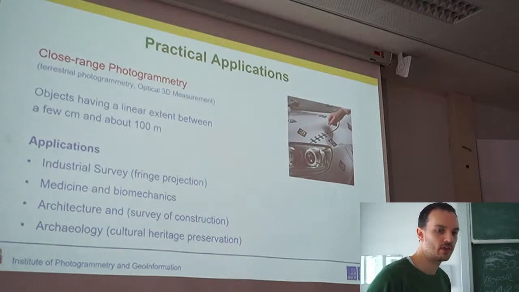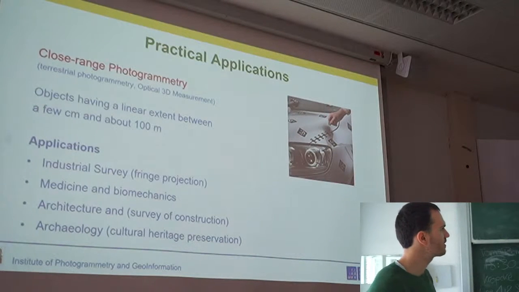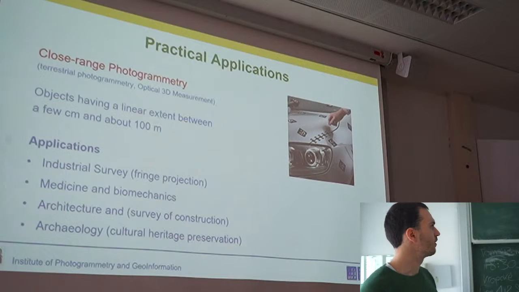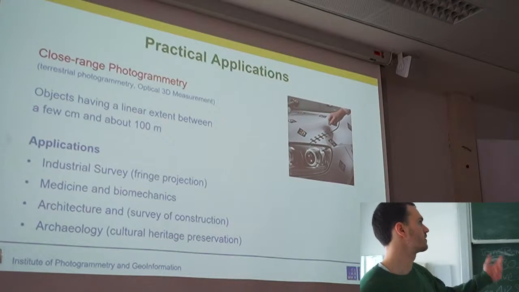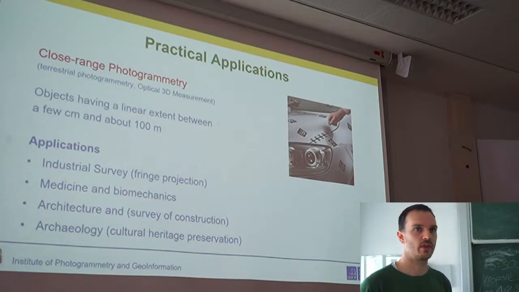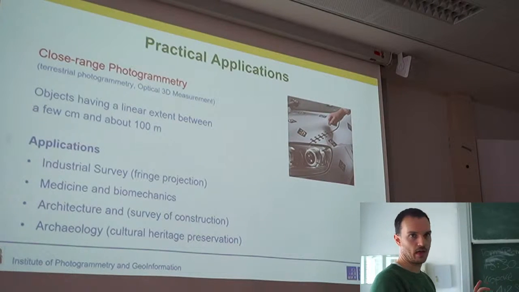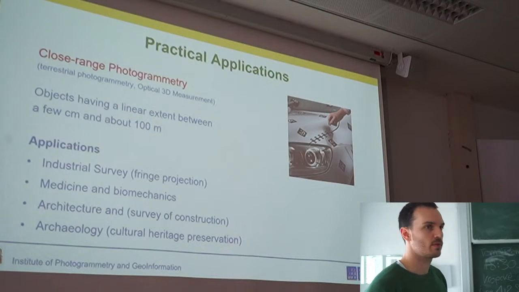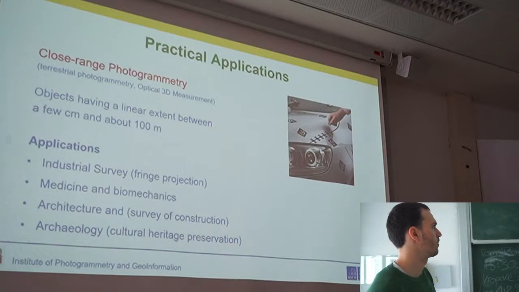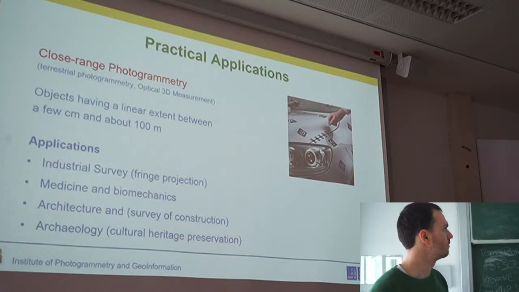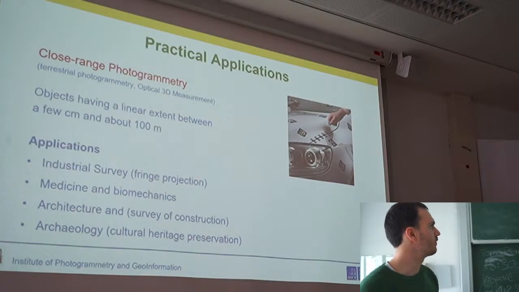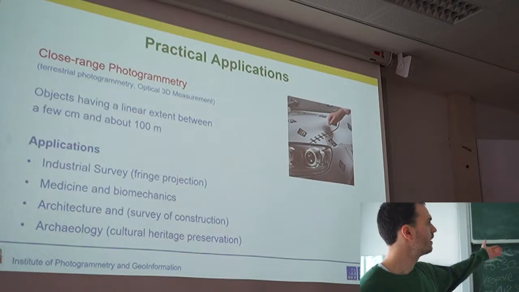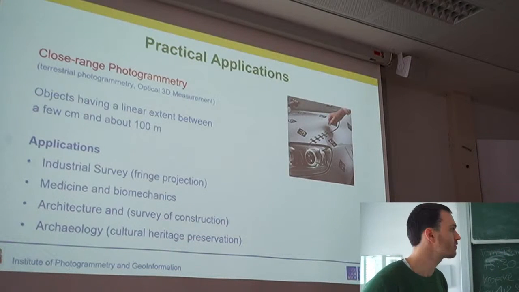Then we can get even closer to our objects of interest, and we end up with so-called close range photogrammetry. We have these subgroups like terrestrial photogrammetry, where we maybe take pictures outside but standing on the ground. Optical 3D measurement is another group where we are interested in the very detailed shape of objects. And you see in the applications we have, for example, industrial survey, which is very interesting.